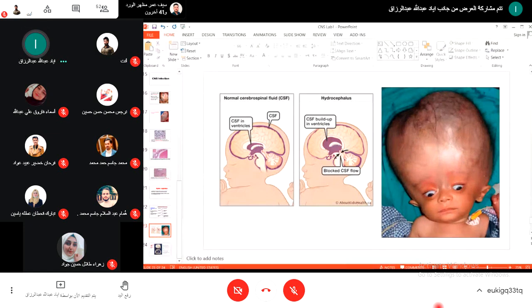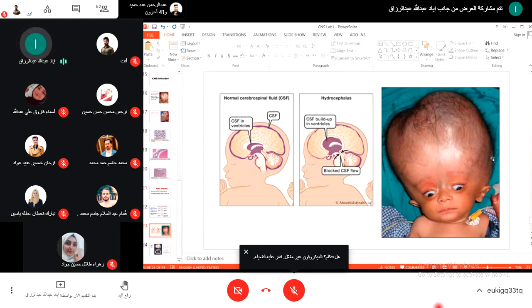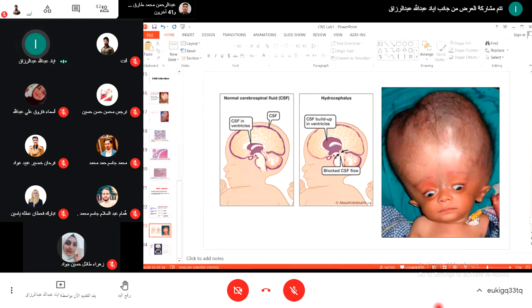لاحظوا هذه الصوره. هذا الفنتريكولار سيستم. هنا accumulation of the CSF and dilatation of the ventricles. يعني فقط للمقارنه شوفوا هذه النورمال وشوفوا هذه الهيدروسيفالوس. لاحظوا هذا الطفل. There is huge expansion of the head, huge enlargement of the head. طبعا مو كلهم نفس السايز يصير الاكسبانشن.